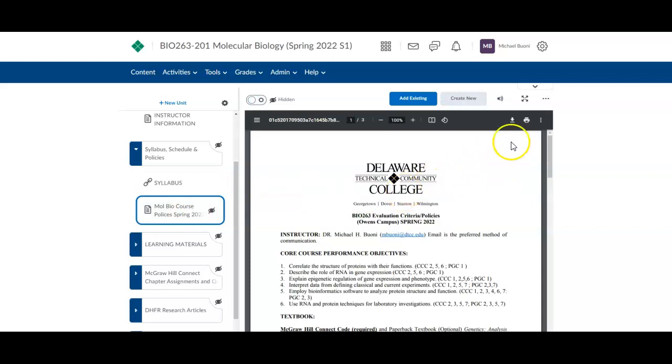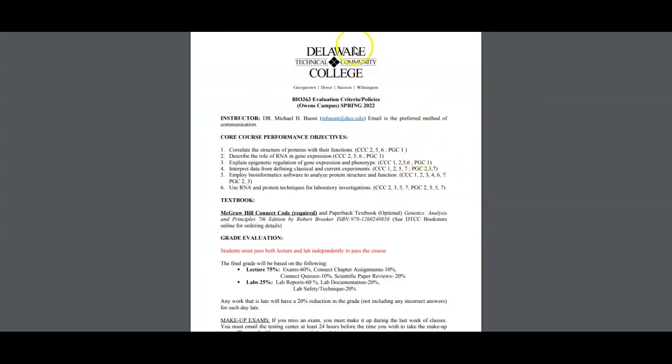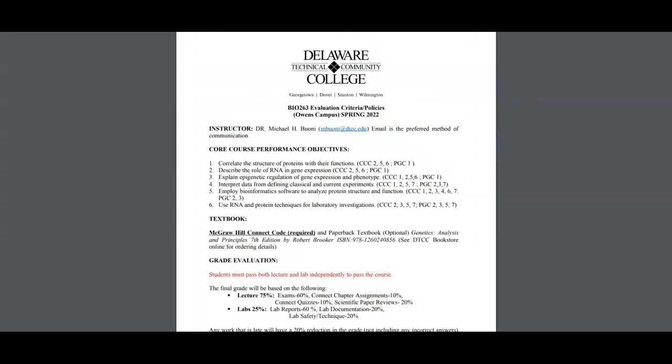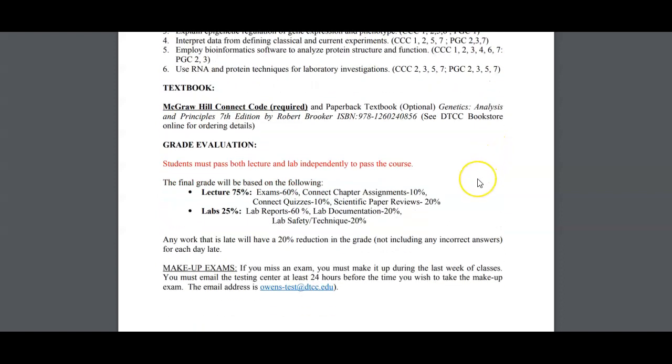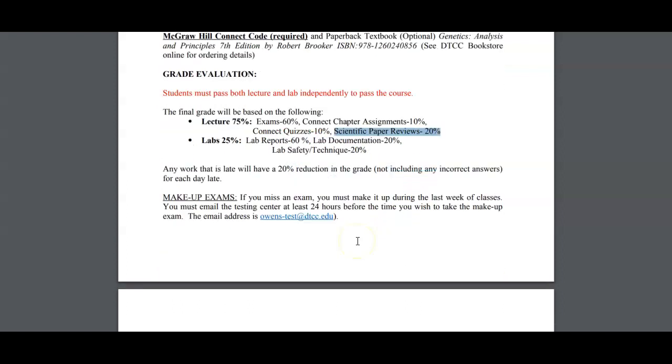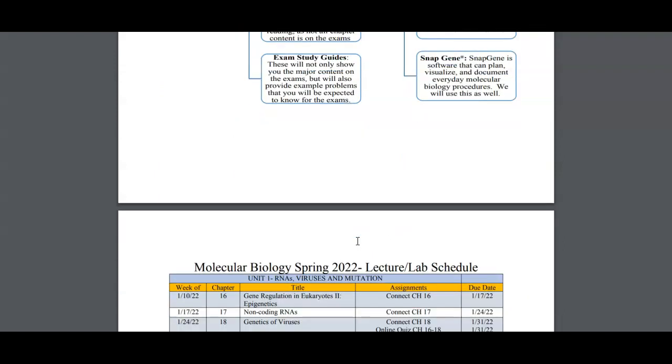The next very important document is this. This is the schedule, and to go ahead and make it a little bit larger here, this is the grading and all the schedules. So this is how you're graded, and you guys need to pay a little bit of attention here who've had me before, because this is a little bit different. You'll notice that lecture grade is exams, Connect chapter assignments, Connect quizzes, which is not new, and then scientific paper reviews is 20%. That's a pretty large percent of a lecture grade. And then the labs are lab reports are 60, lab documentation 20, and safety is 20. So it's a little bit different than before.